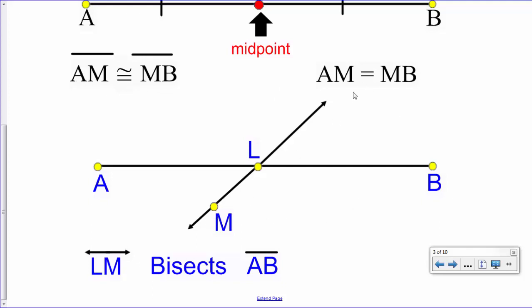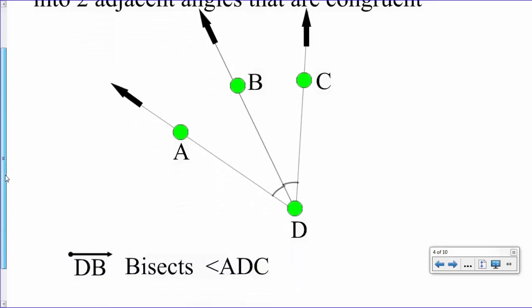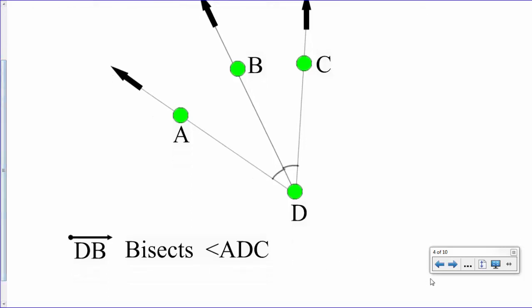We can also have a line, a ray, or a plane bisecting a segment. This is an example of line LM bisecting the segment into two equal parts. An angle bisector is a ray that divides an angle into two adjacent angles that are congruent or equal. As you can see here, we have ray DB bisecting angle ADC.